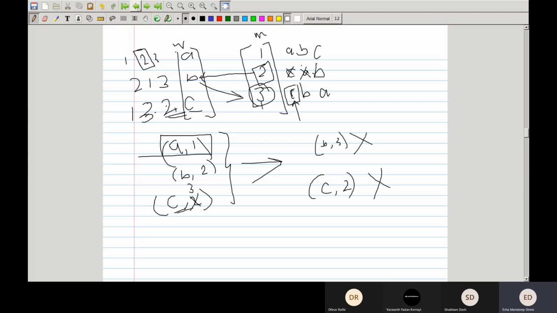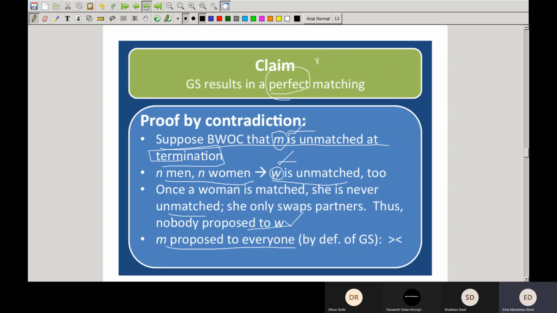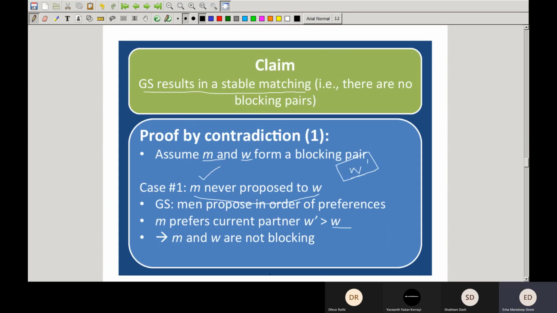Let's look at this example. Here, he first proposed to C, then A, then B. So he goes in order of preference. In that case, if M proposed to W dash first and never proposed to W, it means that W dash is of higher preference than W, which contradicts that M and W are blocking. So M and W are not blocking. So this case is taken care of.